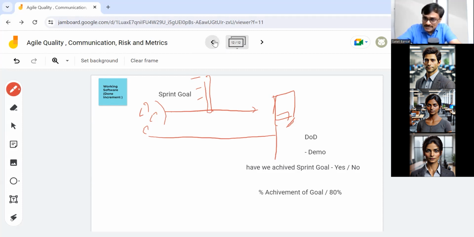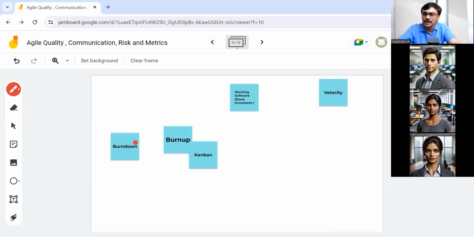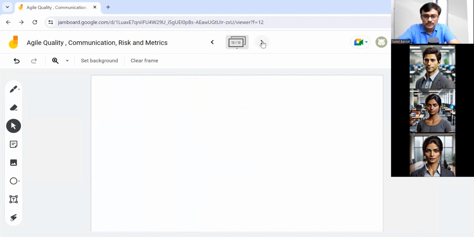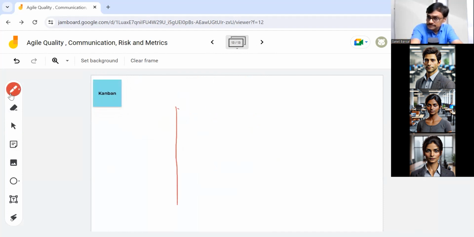Now, after this, probably we can pick up burn down, burn up, Kanban board, velocity, all these things are possible. Kanban board is something which can be used in the predictive lifecycle or hybrid approaches as well, which means it can be used without working software also possibly. If you are using Jira, Jira can show you a Kanban board.